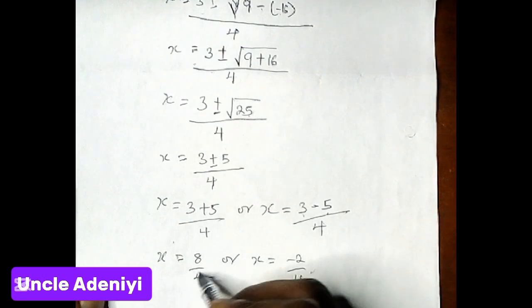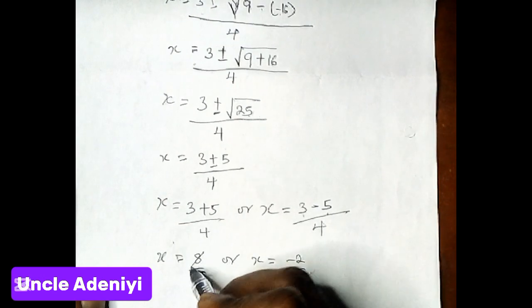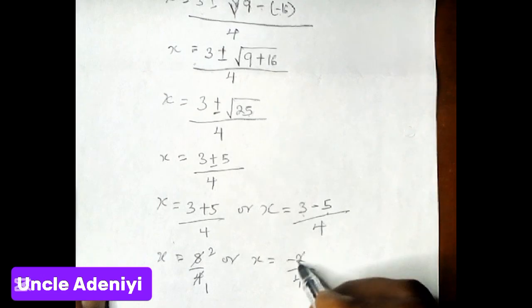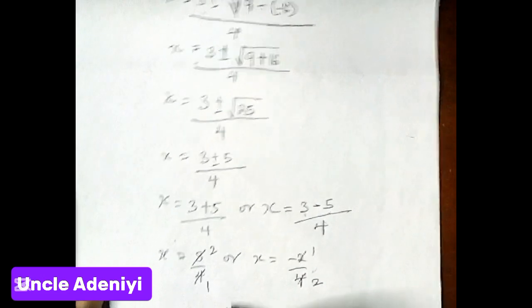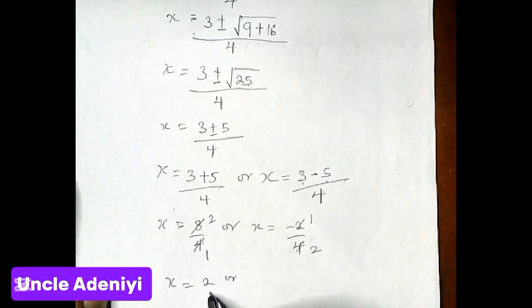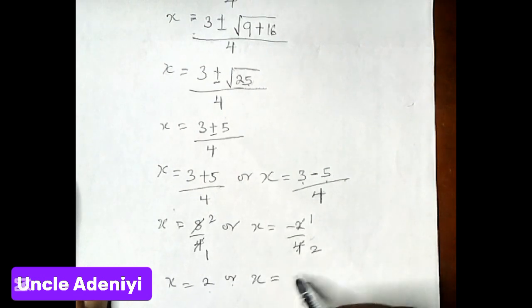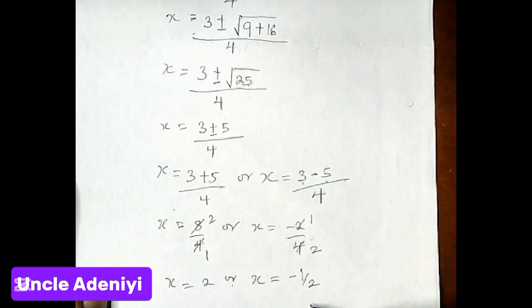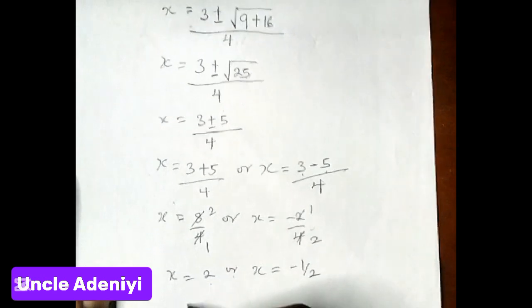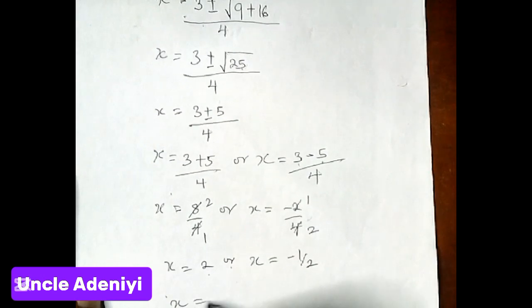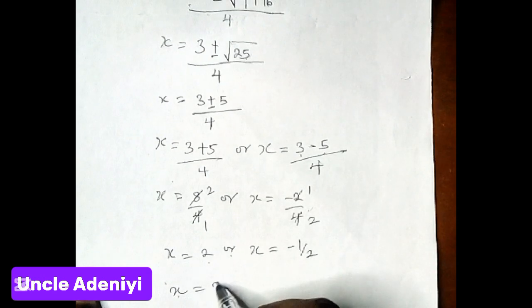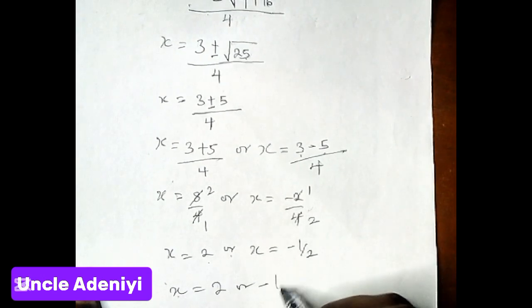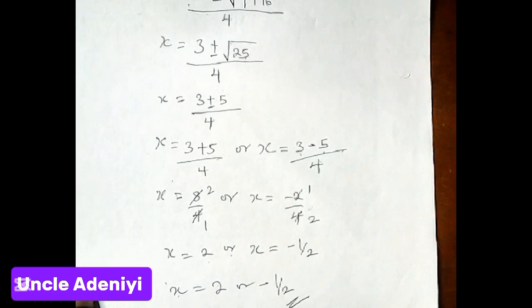So 4 cross here 1, 4 here 2. 2 here 1, 2 here 2. S equals 2 or S equals minus 1 over 2. So now your answer be that. You understand? If you write say your S equals 2 or minus half, your answer be that.